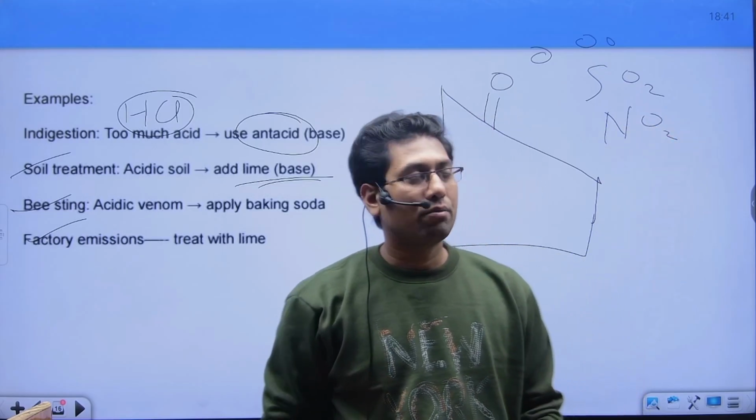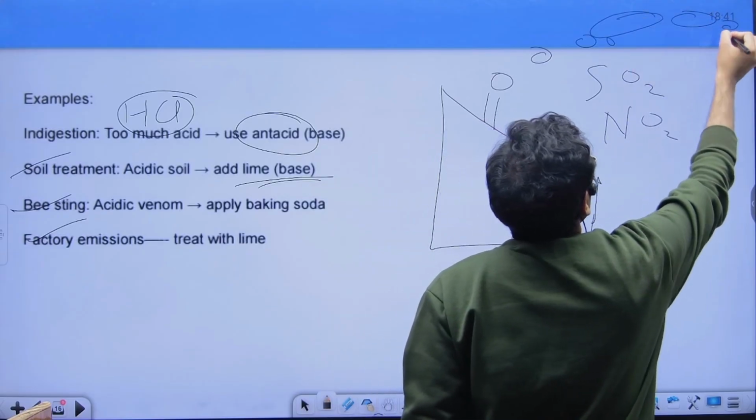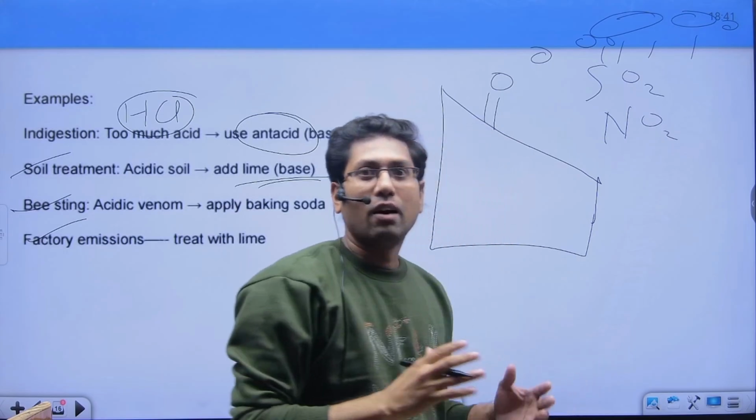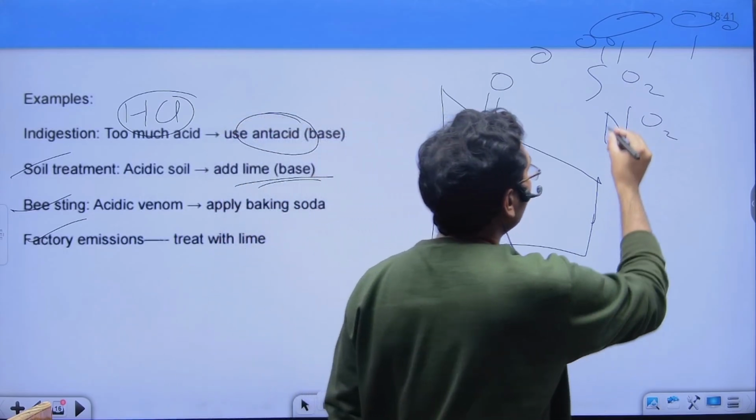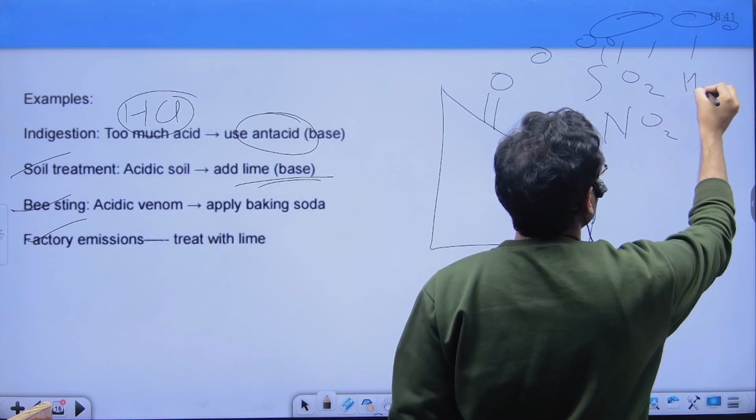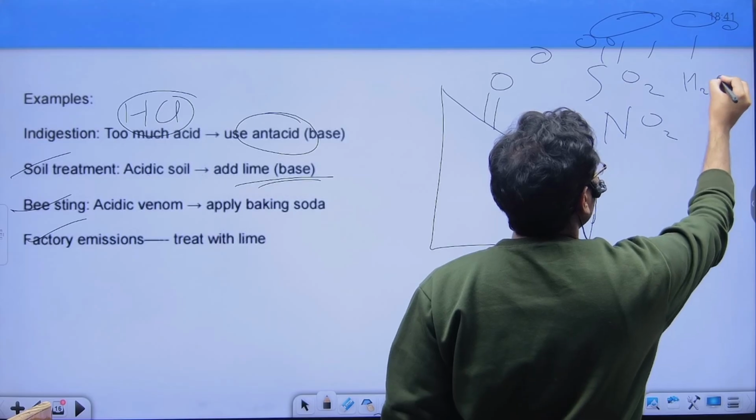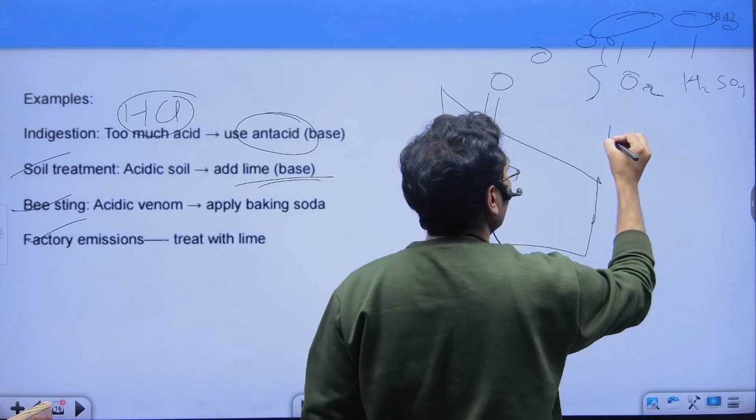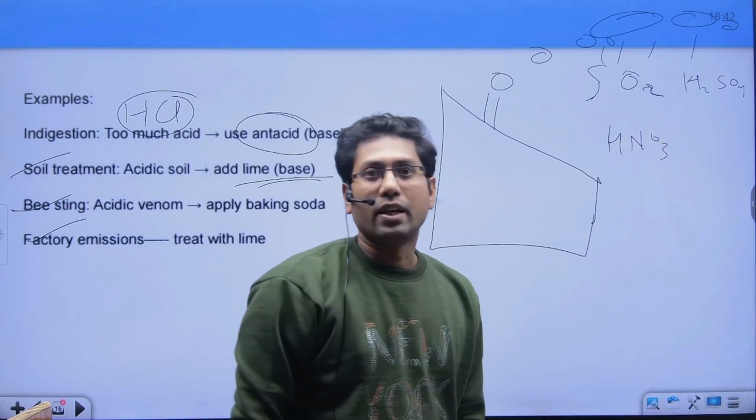So how are they harmful? Suppose rain occurs. Then water combines with these harmful gases. What does it lead to? It leads to formation of sulfuric acid, H2SO4, and nitric acid.